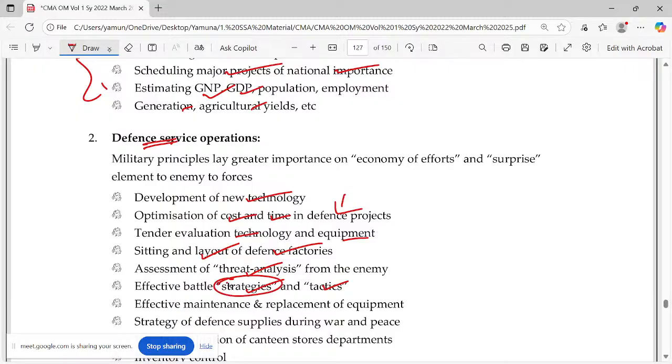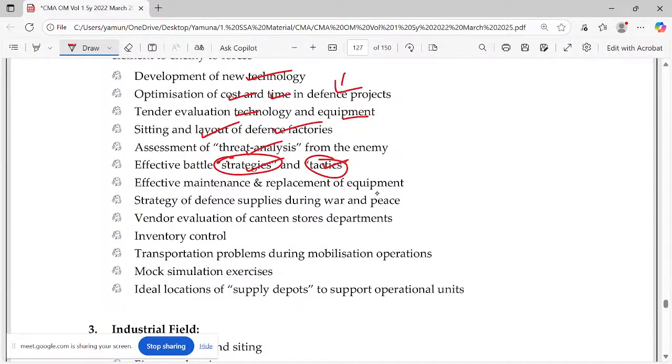Strategy is defining what you're going to do, and tactics is implementing the strategy. How are you going to maintain and replace the equipment? What's the defense strategy you are following during war and peace? And vendor evaluation, canteen and store departments, inventory control, transportation problems during mobilization operations. So you shift from place to place. In those cases, mock simulation exercises and ideal locations where you can have the supply depots, the godowns. This is the case of defense.